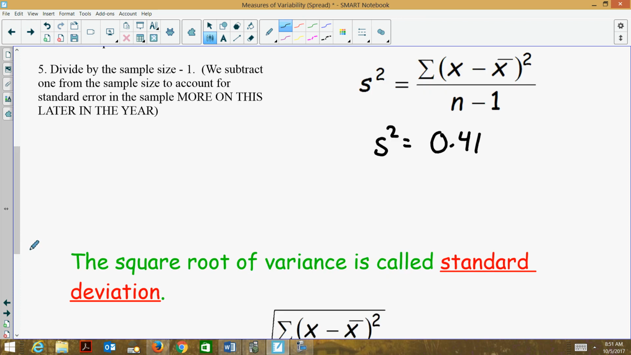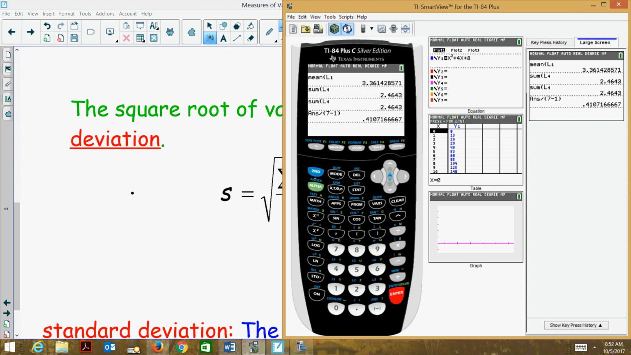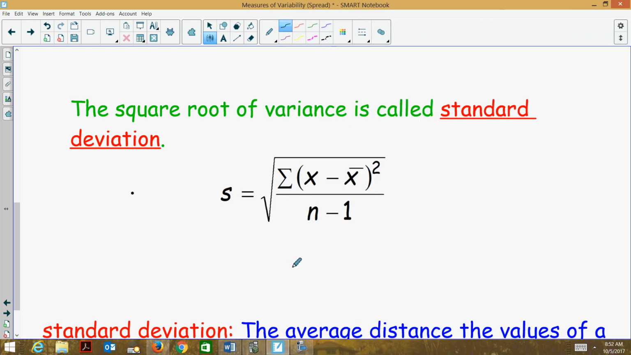The square root of the variance is called standard deviation. Okay, so I need to take the square root of the value that I found at the end here, which is 0.64. So the standard deviation of that data set is 0.64. Oops, excuse me, 0.64.